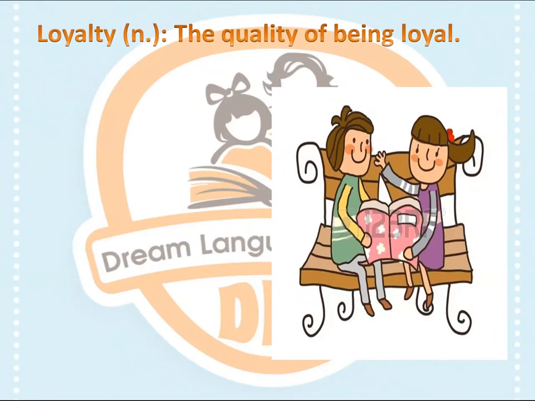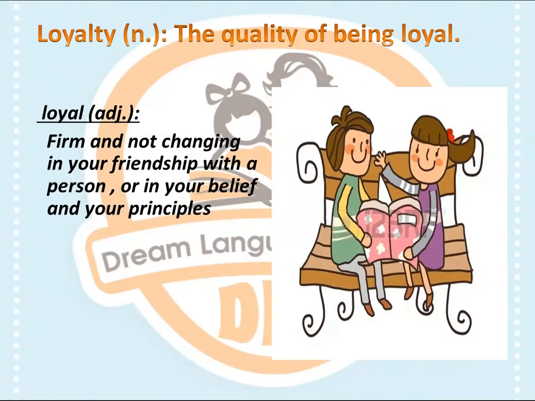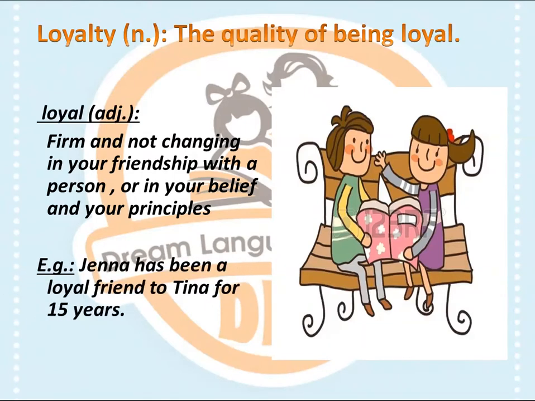Next, the first human quality is loyalty. Loyalty is a noun that means the quality of being loyal. What do we mean by loyal? Loyal is an adjective that means firm and not changing in your friendship with a person or in your belief and your principles. Example, Jana has been a loyal friend to Tina for 15 years.